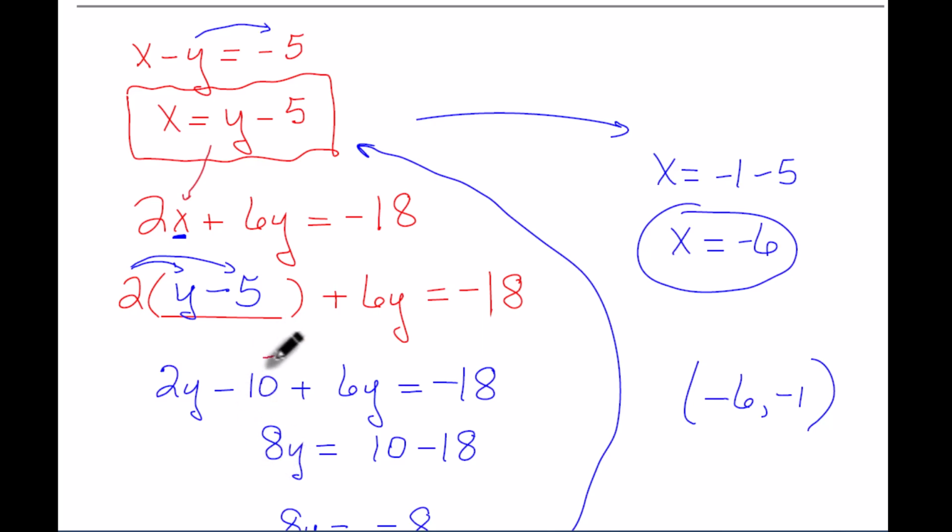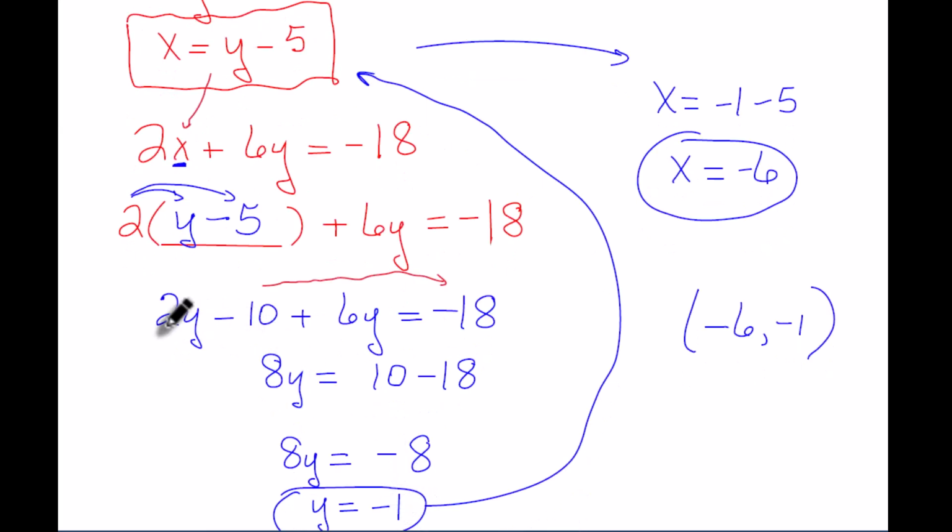I'm going to move this minus 10 to the right. So it's a minus 18 plus 10. All right, that's a minus 8. Let's see, 2 and 6 was 8, so divide both sides by 8, and I get y is minus 1.